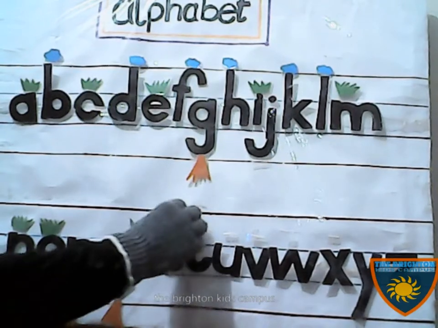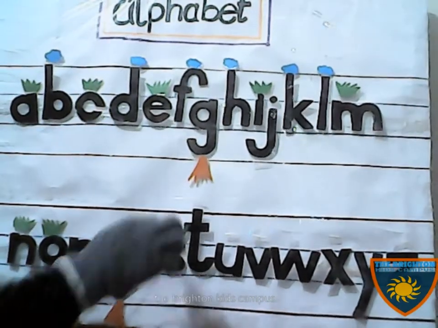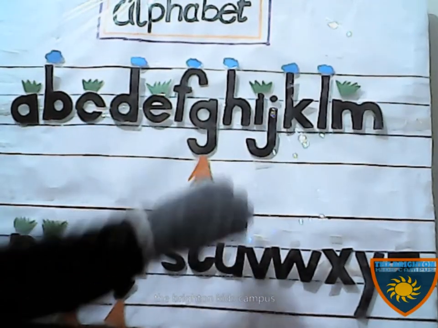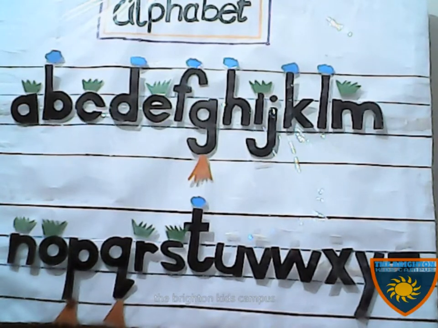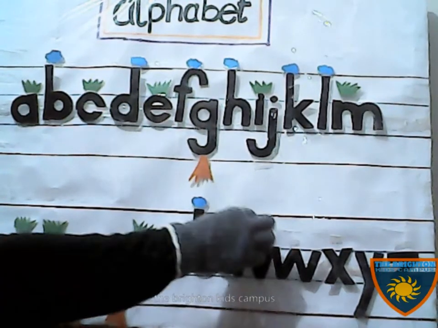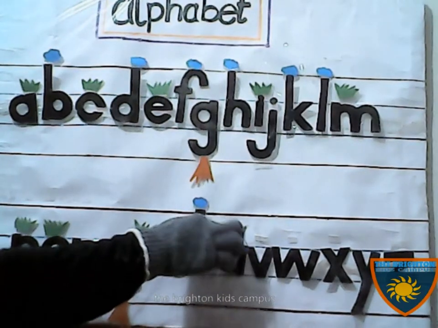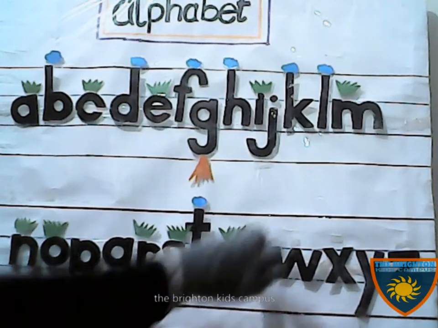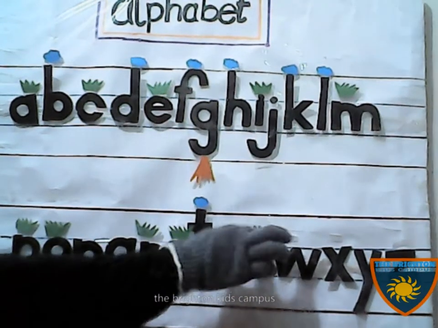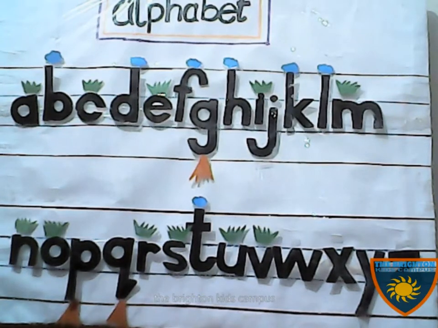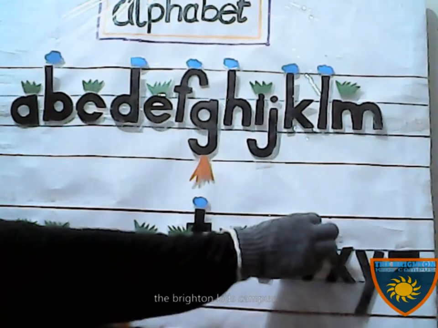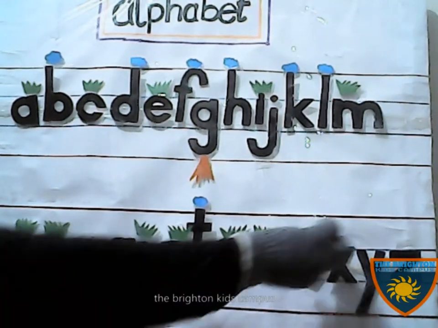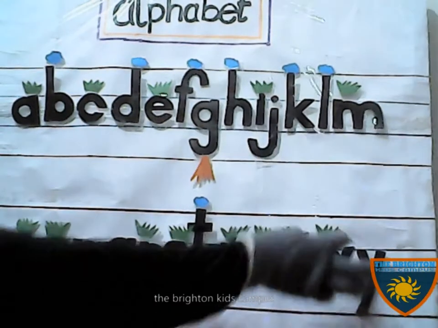S. S is a grass letter. T. T is a sky letter. U. U is a grass letter. V. V is a grass letter. W. W is a grass letter. X. X is a grass letter.